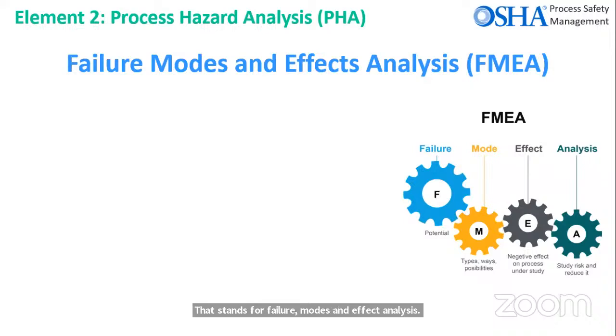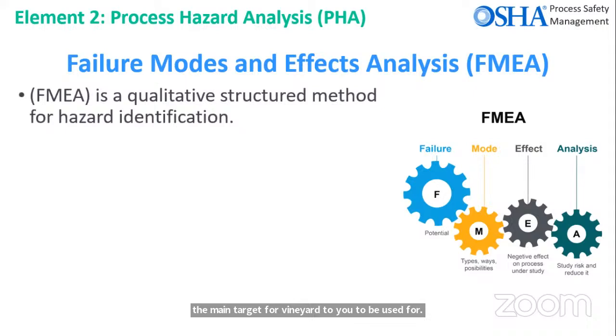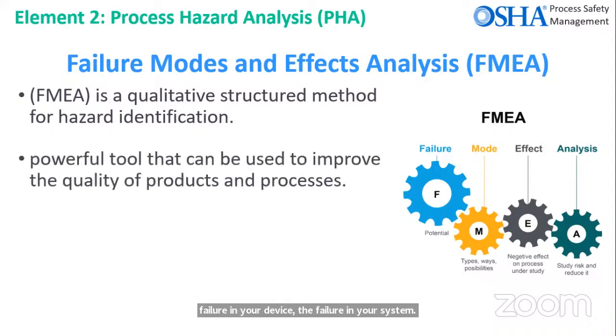FMEA is used in many fields, not only in oil and gas. It may be used in HR studies, by the way, and also for some instrumentation, which is the main target for FMEA. FMEA is a qualitative structure method for hazard identification. It is used to identify the failure in the process, in your instrumentation, in your device, in your system, and to know the effect of this failure by analyzing it.